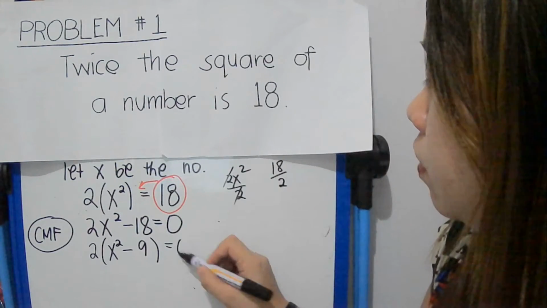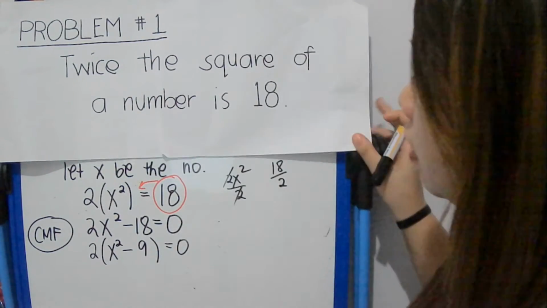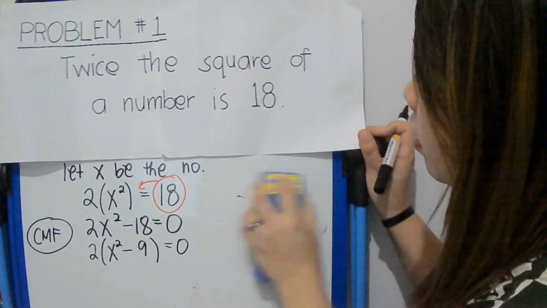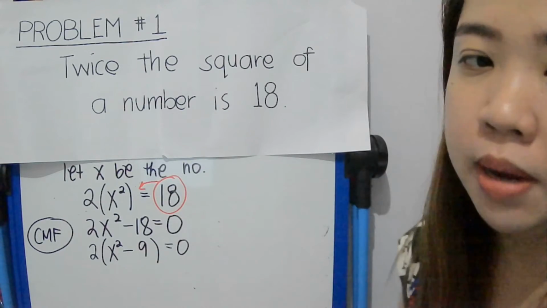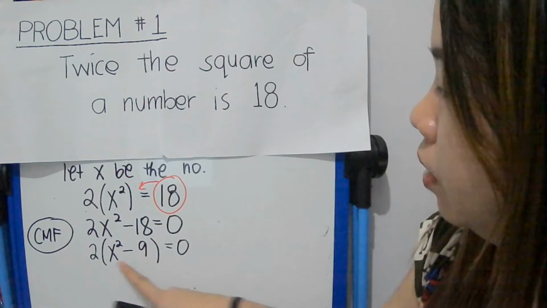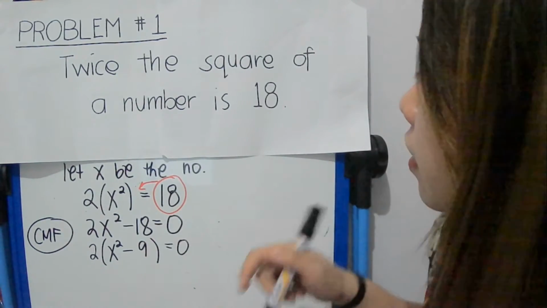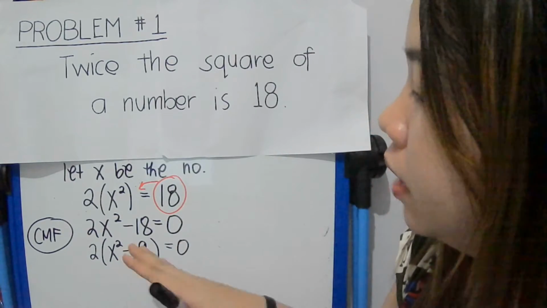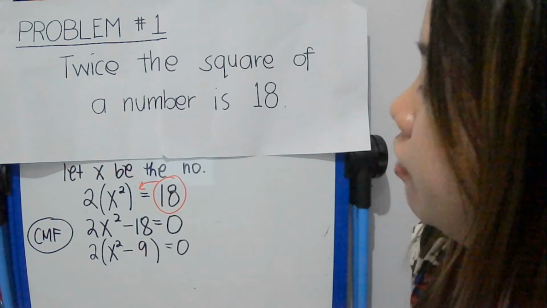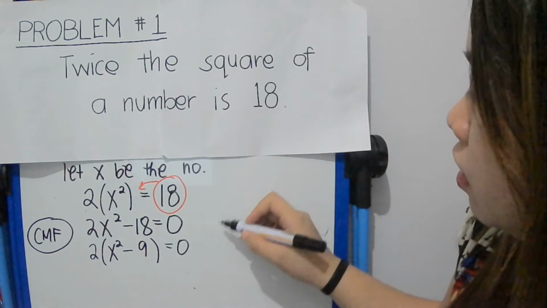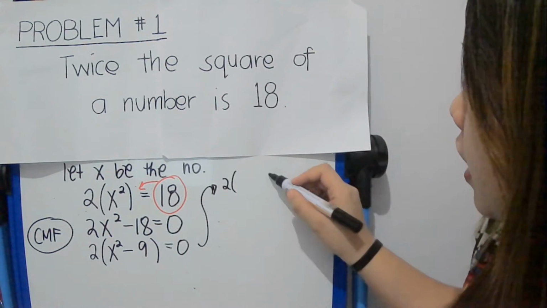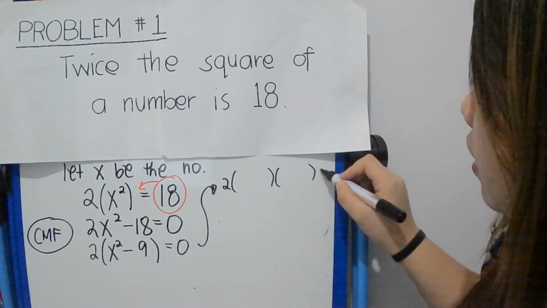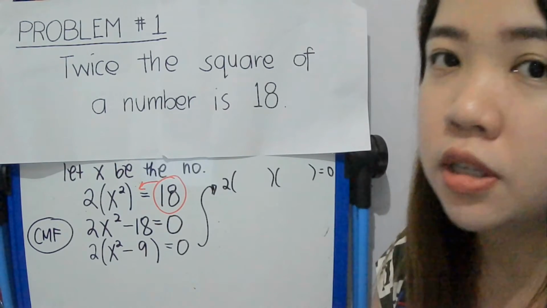So, x equals 0. Now, we have here 2 multiplied by x squared minus 9. So, itong part na to ang ifa-factor out natin. Kasi siya yung factorable, and besides, siya yung may variable na kailangan natin. So, lagay natin siya dito. So, we have 2. Then, factor out natin yung x squared minus 9.